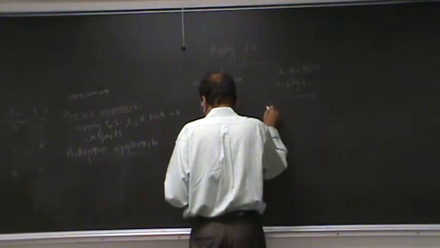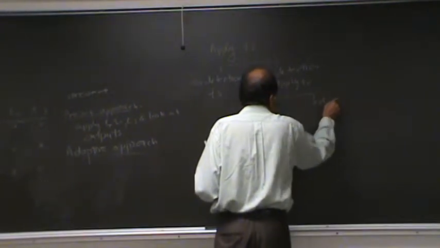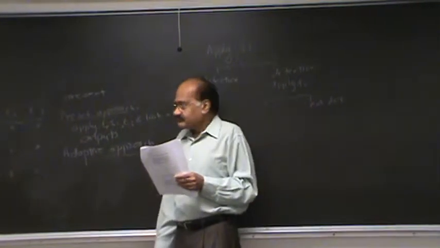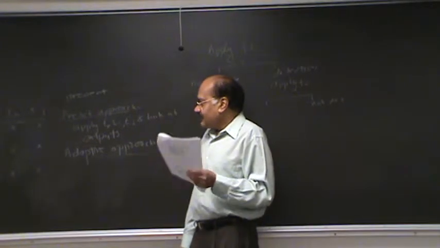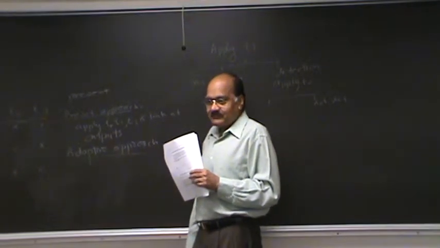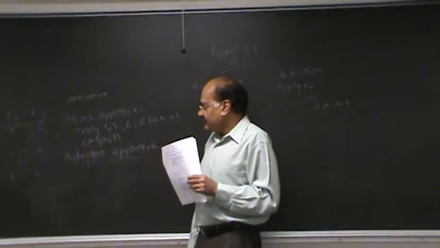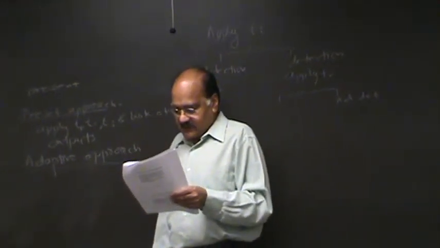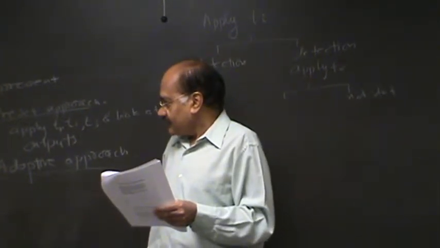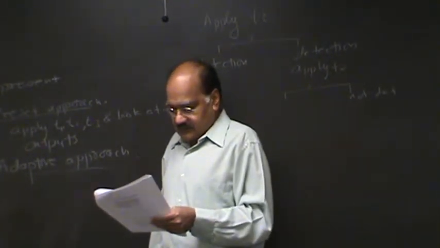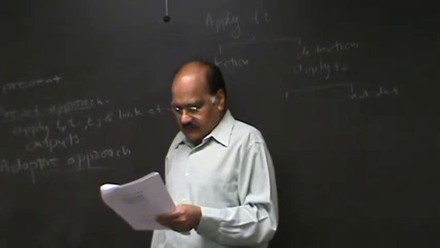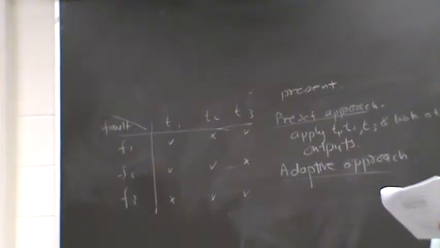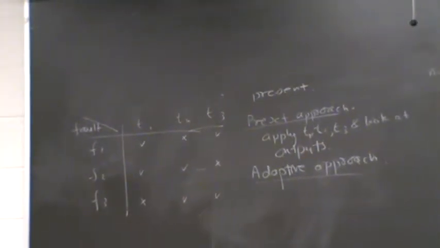And if the fault is not detected, then it should be what? So we already know that it is not F3. And we apply T2 and we don't detect a fault, so it must be fault F1, right? Do you agree?